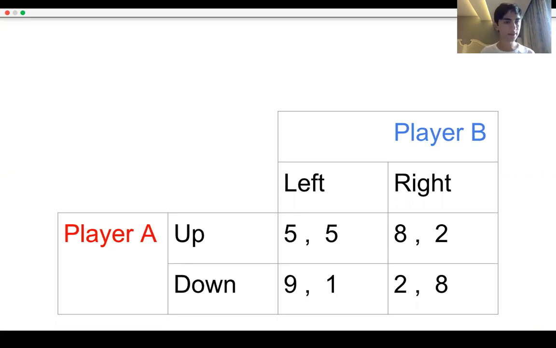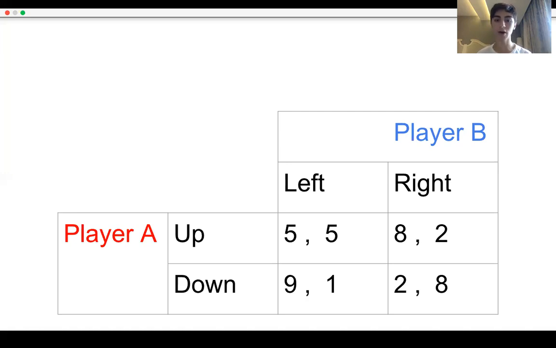Okay, so people seem to be a little bit confused, so let's look at each case. Let's do case analysis and examine this game. Let's start off with player A. If player B were to go left, would player A go up or down? Exactly, down. And if player B were to go right, would player A go up or down? Exactly. And then we do the same thing with player B.